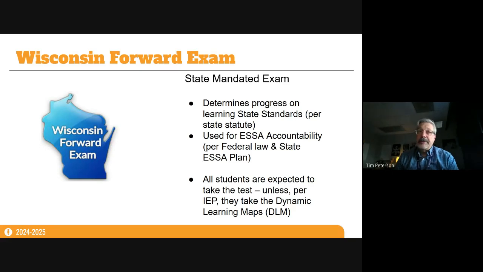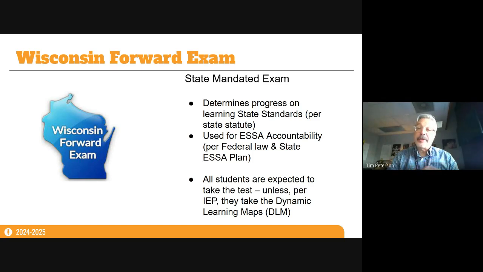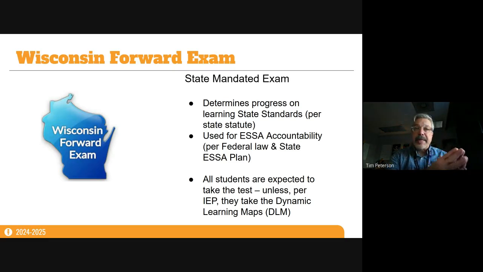All students are expected to take the Forward Exam unless your IEP has you pointed towards using a different set of state standards, which are called the essential elements. In that case, the expectation is that you would take the Dynamic Learning Maps, which is an alternate exam that will allow you to better assess a student on the essential elements. If a student is not pointed towards the essential element standards on their IEP, then it is not appropriate for them to take the Dynamic Learning Maps.